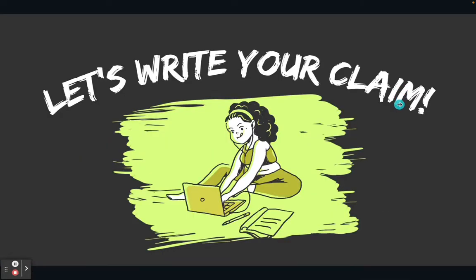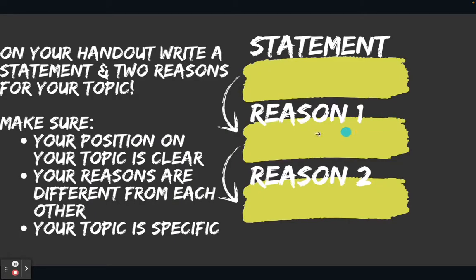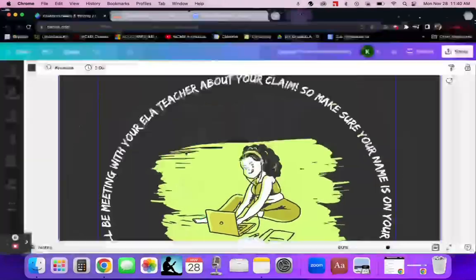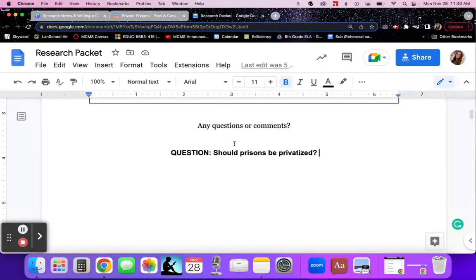All right, so now let's write your claim. You will need the front page of your research packet, and you guys are going to write a statement and 2 reasons. Before you get started, remember your position on your topic should be very clear, your reasons should be different from each other, and your topic should be specific. If you're answering a question on procon.org like we should be, then you should be in good shape. Let me show you an example of what yours will look like.